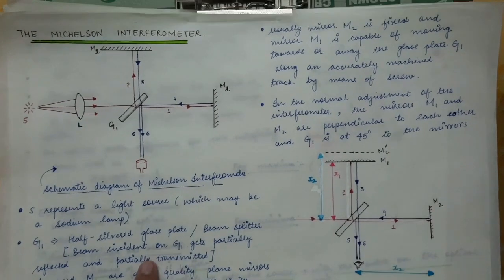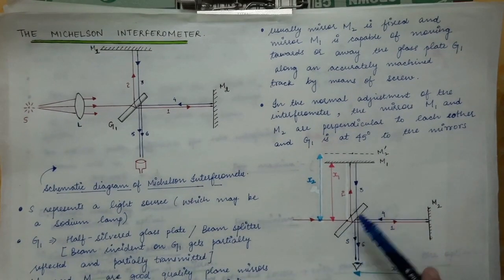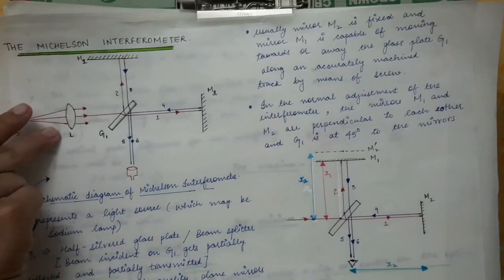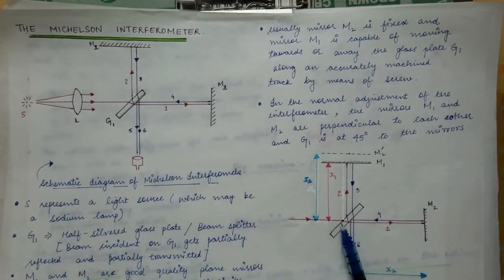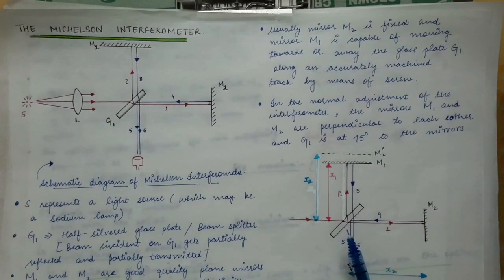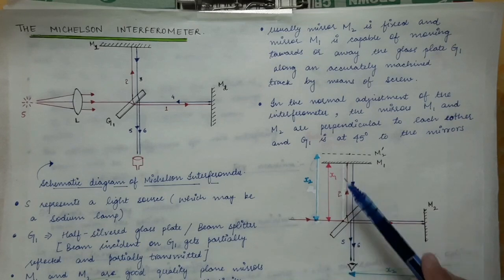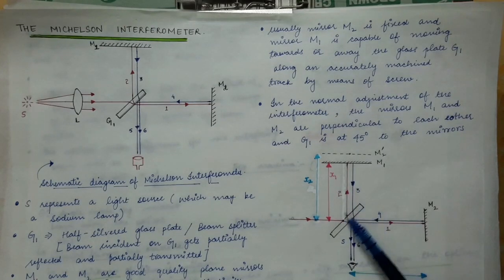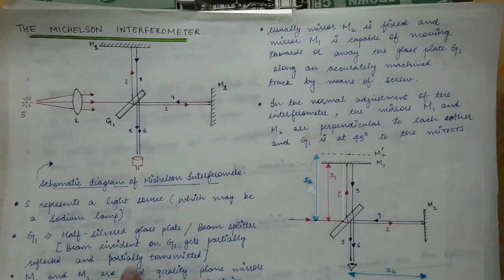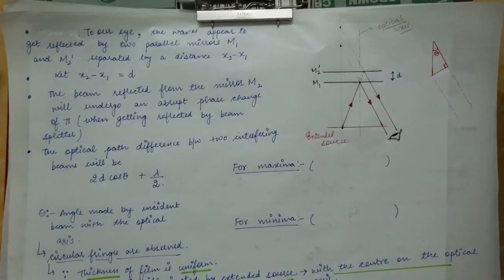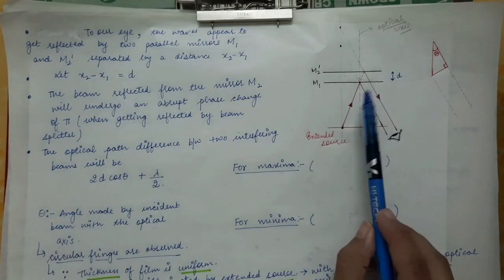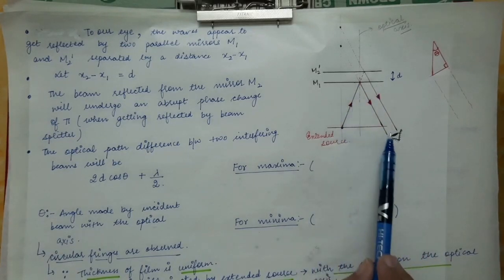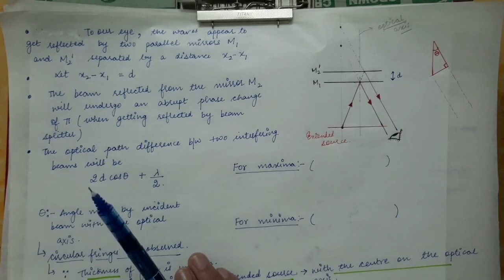So we can just eliminate this beam splitter. In this diagram I have eliminated the beam splitter because the work of the beam splitter is just to divide the beam into two rays, the reflected and the transmitted rays. So the working of a beam splitter is only to separate the beam into two parts. Now in this diagram I have already drawn two rays, so there is no need of a beam splitter.